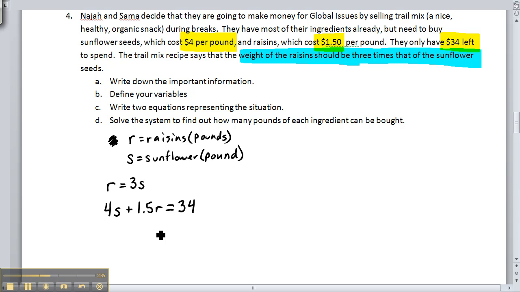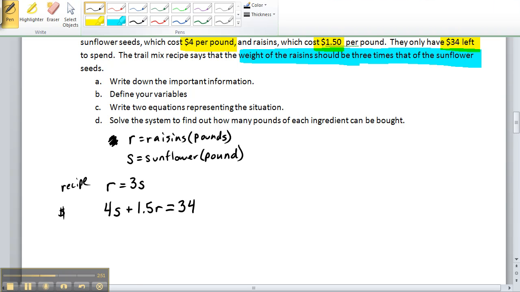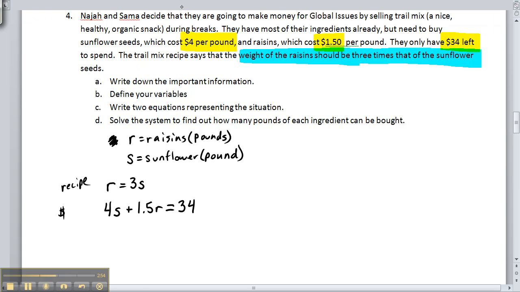From this point it should be pretty easy. Remember, the first equation is from the recipe. The second is from looking at the money: this is how much sunflower seeds cost, raisins, and then this is the total amount of money that we have. Now we should be able to just solve these. The first thing, of course, is always to get one of the variables by itself. Oh, already done. There's the R. We're ready to go already.